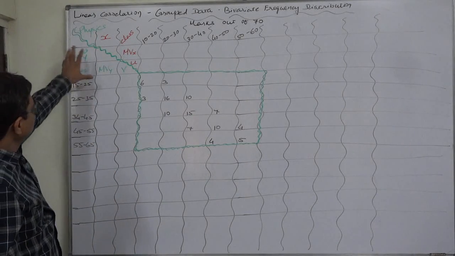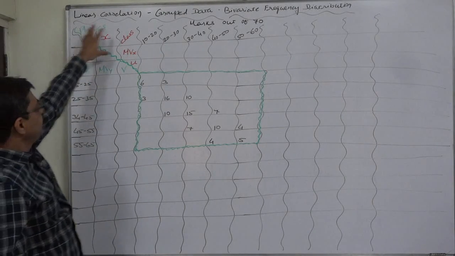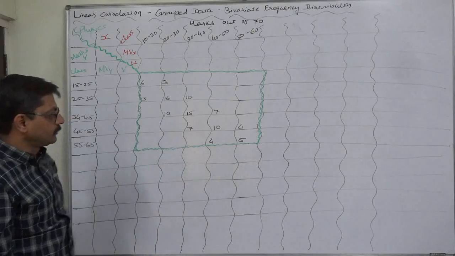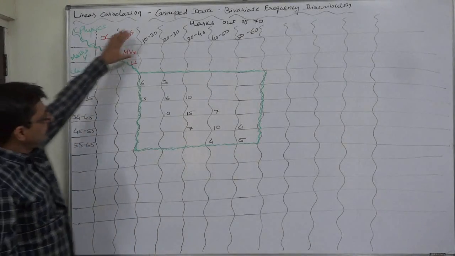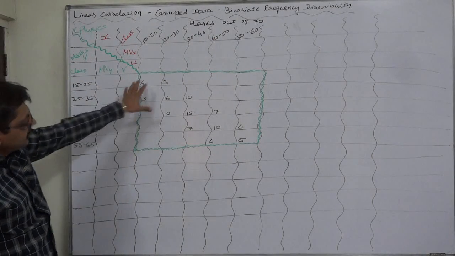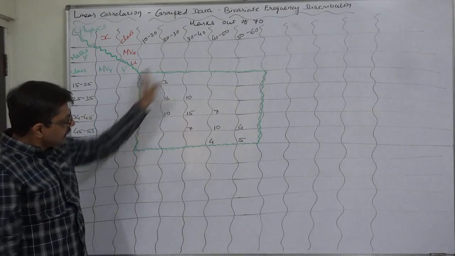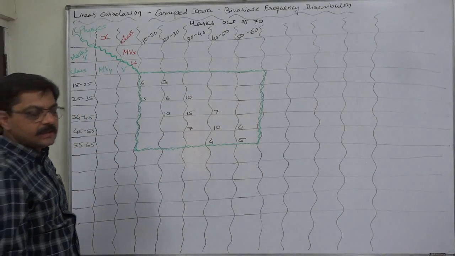We have been given marks out of 70 in mathematics and in physics of some students. The marks have been given in the form of class intervals with a class interval of 10, and these are the frequencies. These are common frequencies for two variables, marks in mathematics and marks in physics.